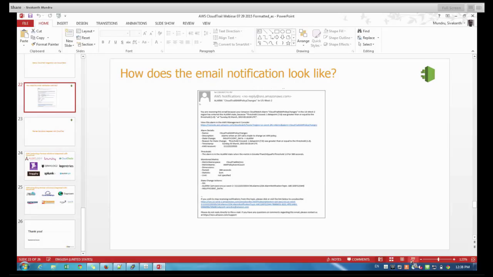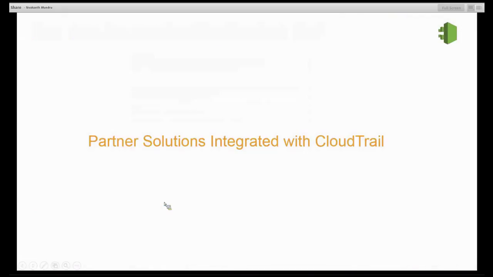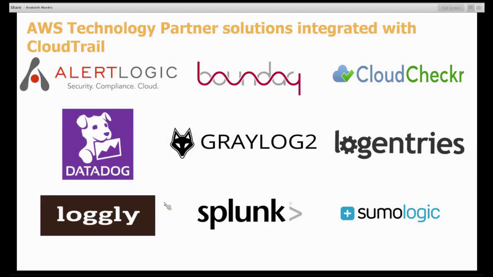Switching back into presentation mode here. A lot of our customers use log management solutions for other needs. So we have partners who have integrated their solutions with CloudTrail, giving you the ability to use the same solution that you're already familiar with. For example, if you're using Alert Logic or Log Entries or Splunk, I'm just picking names randomly, or Datadog, you can use those partner solutions without having to do anything.